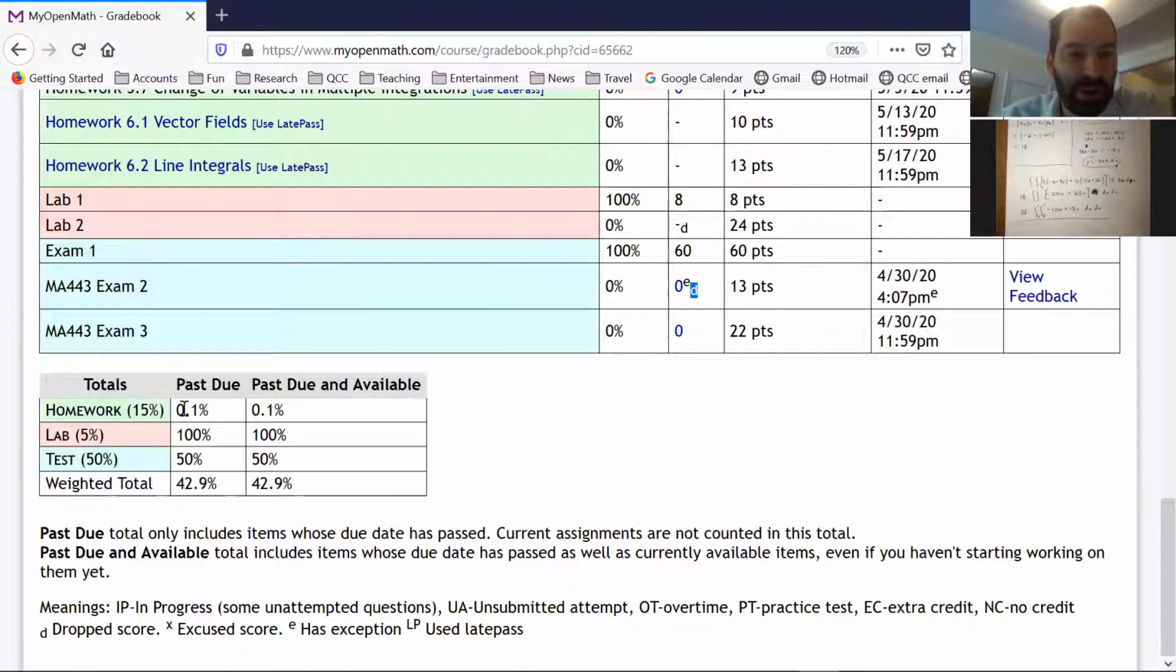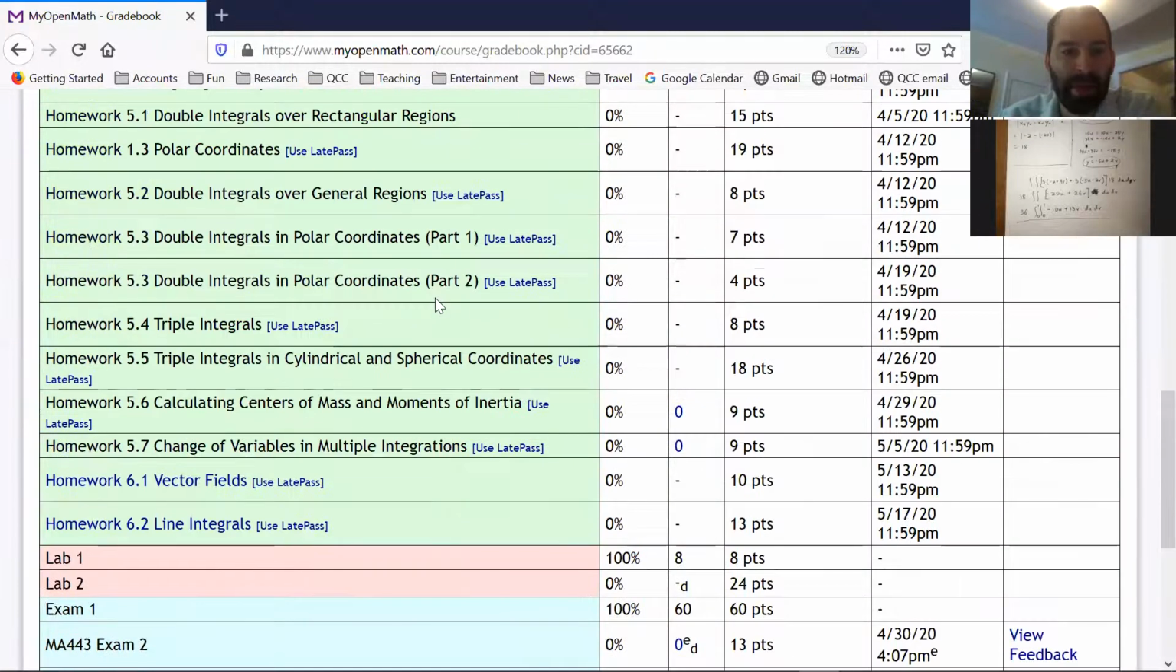There's a summary of your work. Remember, always look at the past due column. Don't look at the past due and available, because it doesn't make sense to grade things that haven't been due yet. So just look at the past due column for your grades here. Okay, so you should be able to look through here.